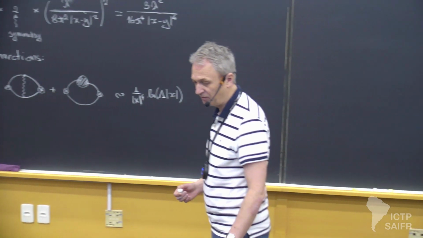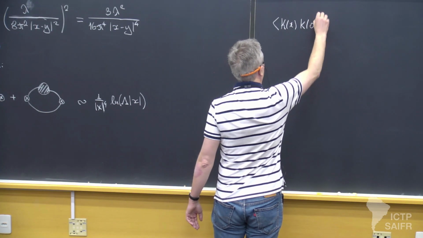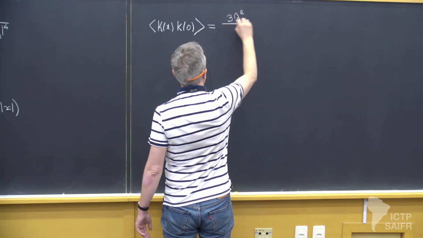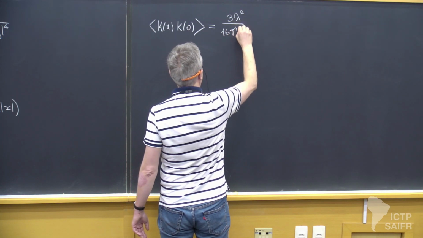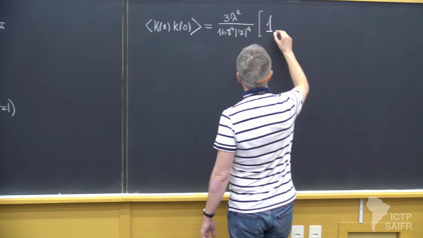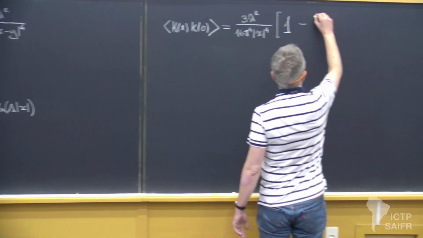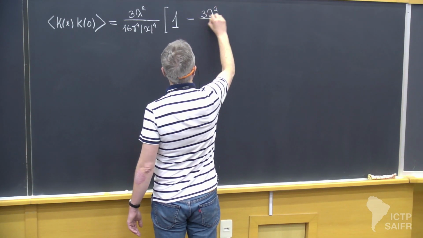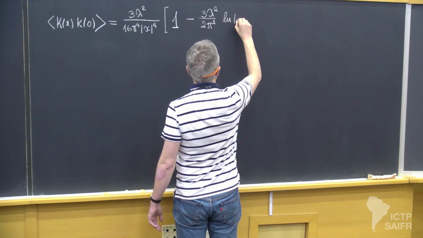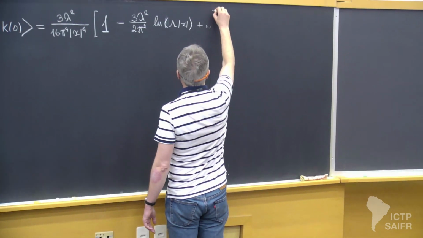Let me write down the result of the full calculation. So to one loop accuracy, what we'll get is 3 lambda squared over 16 pi to the 4 x to the 4. This is the tree-level answer, and then minus 3 lambda squared over 2 pi squared logarithm of lambda times x. And then this is the one loop correction.